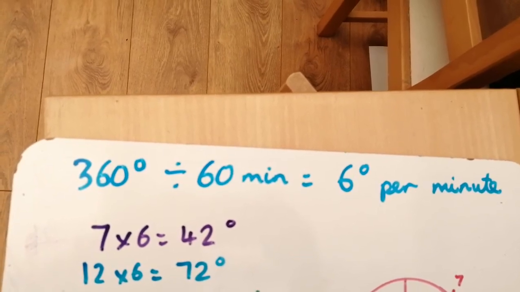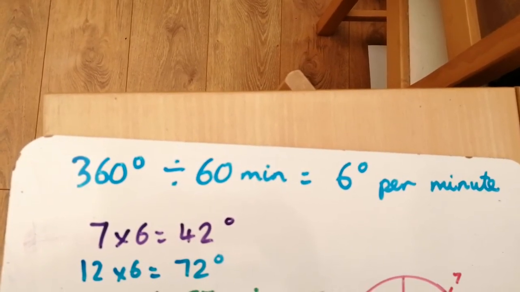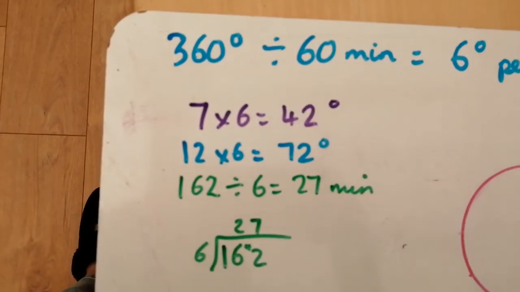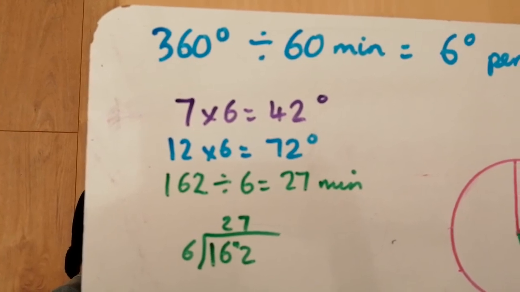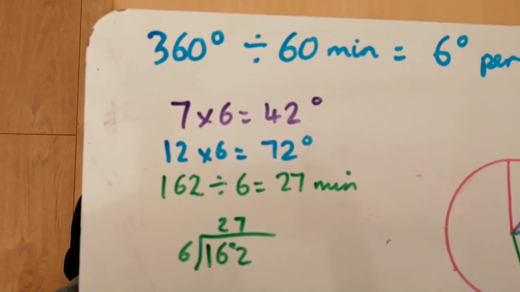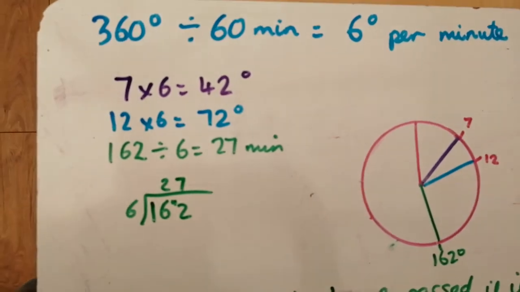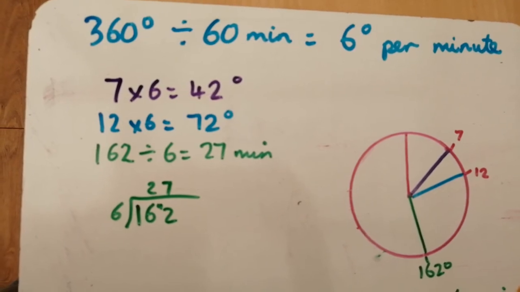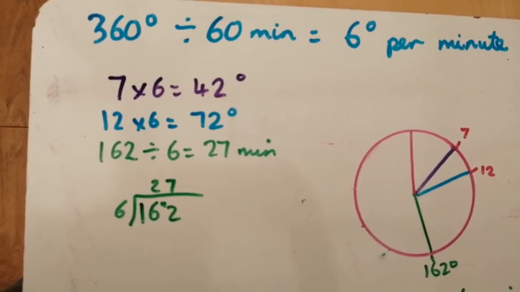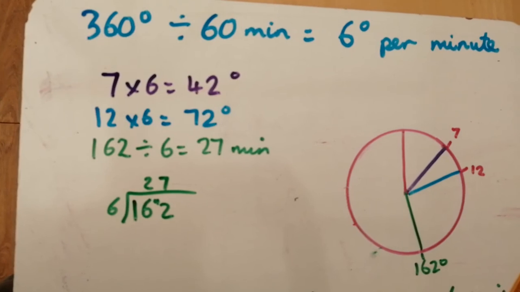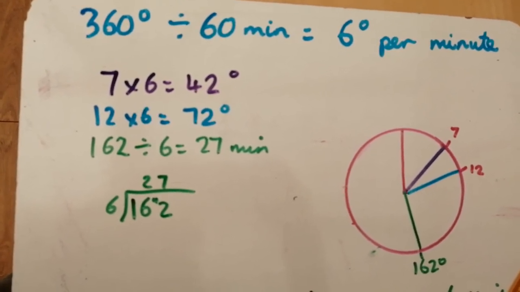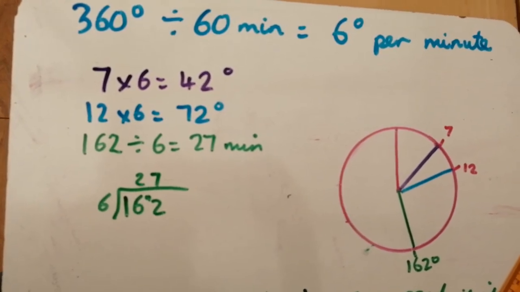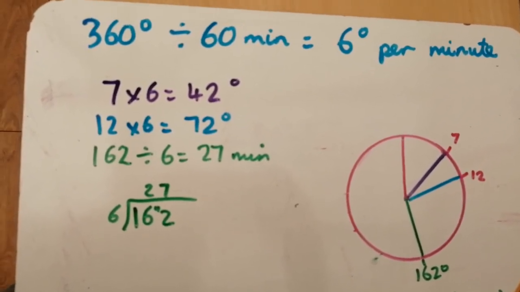But then for the third one, for 162 degrees, we know the degrees already, so we need to do a division then. We need to do 162 divided by 6, which gives us 27 minutes. And having a look at my diagram, which was only an estimate, that looks about right, doesn't it? The 7 minutes looks as though it's about 42 degrees. It's about an eighth of a turn. The 12 minutes looks like it's about 72 degrees. It's not quite a right angle yet. And 27 minutes would be about there on the clock. So I'm happy with my answers.